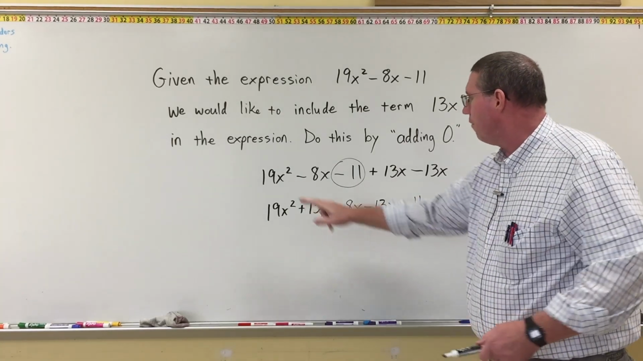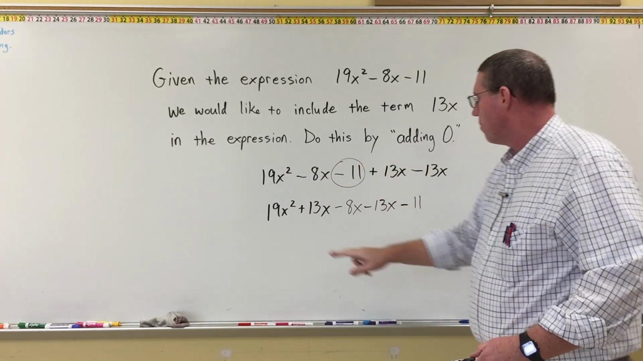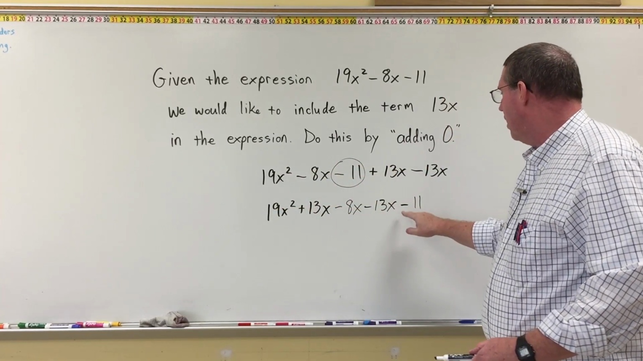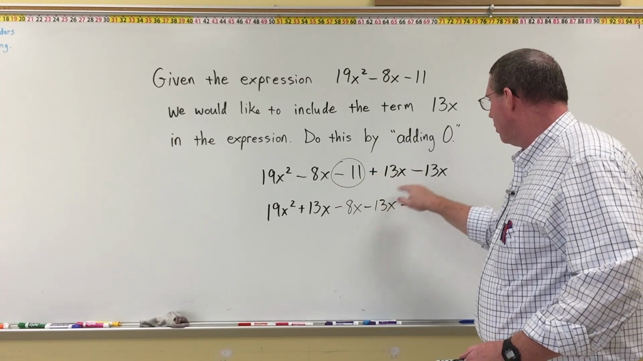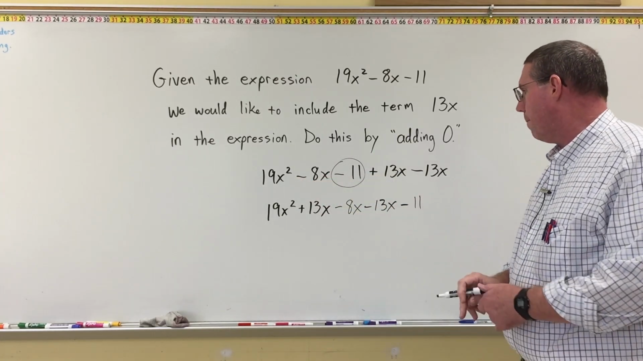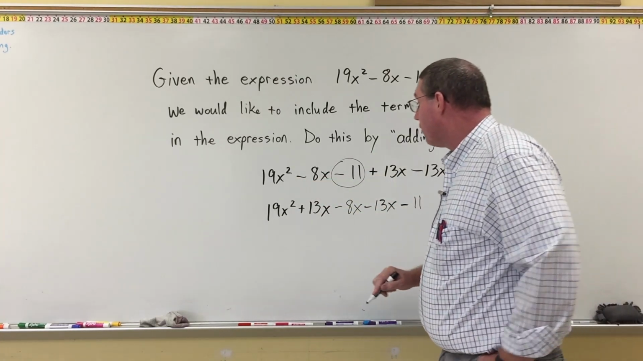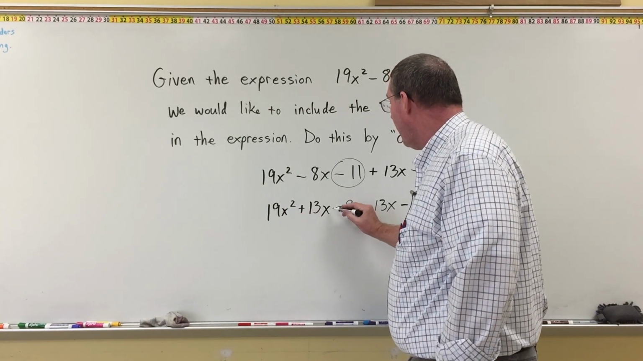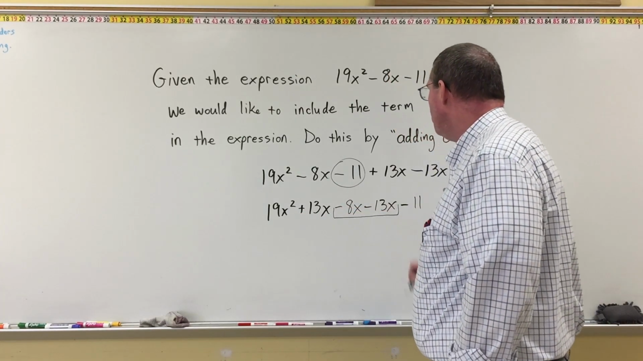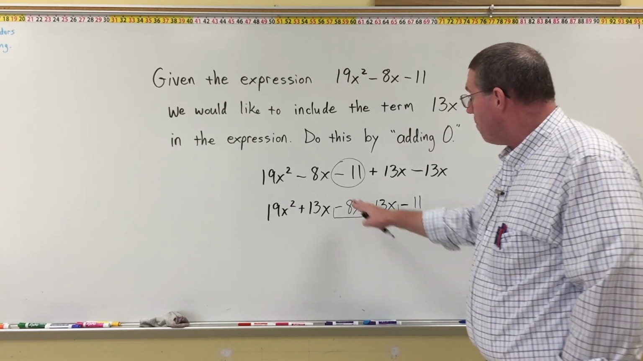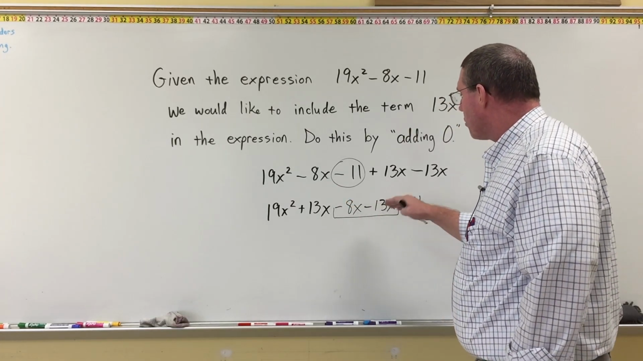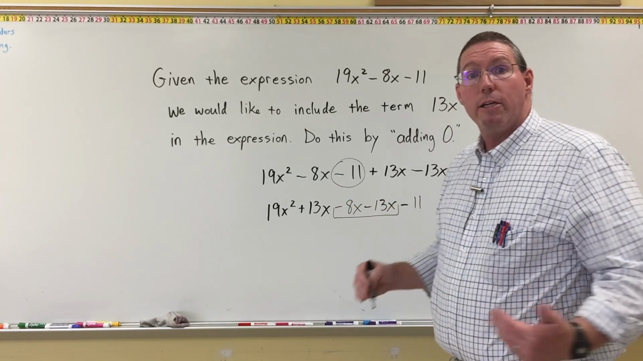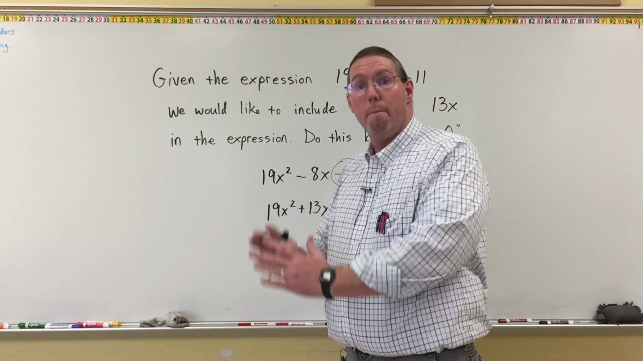And look, we've included all of them. 1, 2, 3, 4, 5 terms. 1, 2, 3, 4, 5. The signs that originally belonged to them are all with them. And now the only thing we have left to do is we want to keep the plus 13x, but look what we have here. We have two like terms. We have minus 8x and minus 13x. They are like terms, and therefore we can combine them.